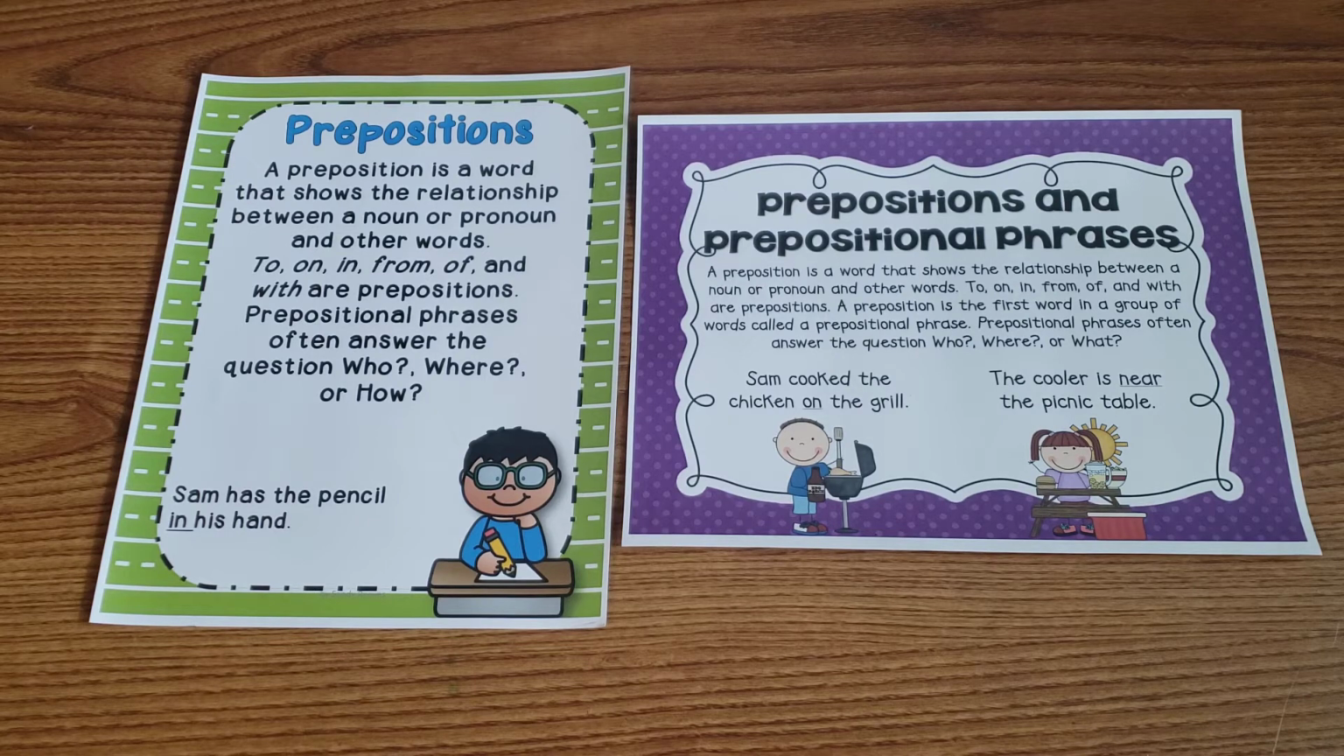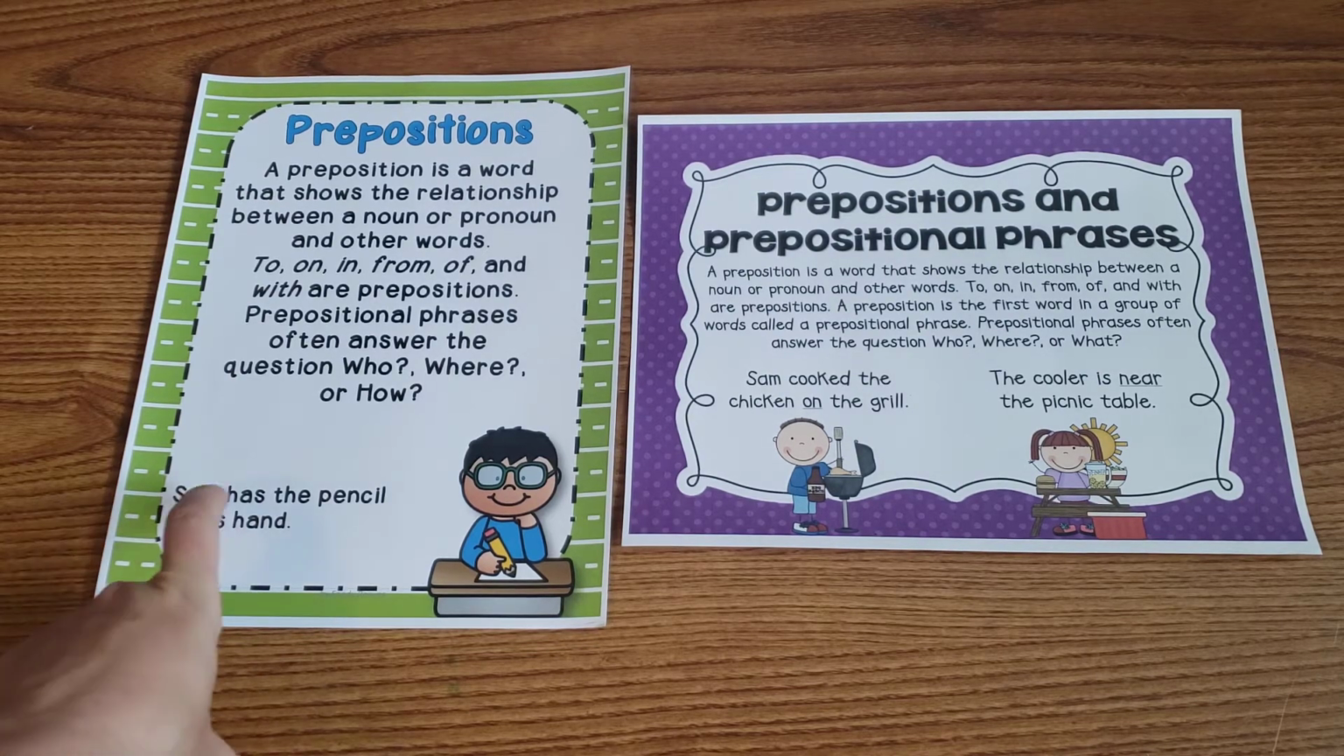So a preposition is a word that shows the relationship between a noun or a pronoun and other words. Some examples of prepositions would be to, on, in, from, of, with. And a prepositional phrase is a phrase, not a full sentence, but a phrase that starts with a preposition. And oftentimes they answer the question of who, where, or how.